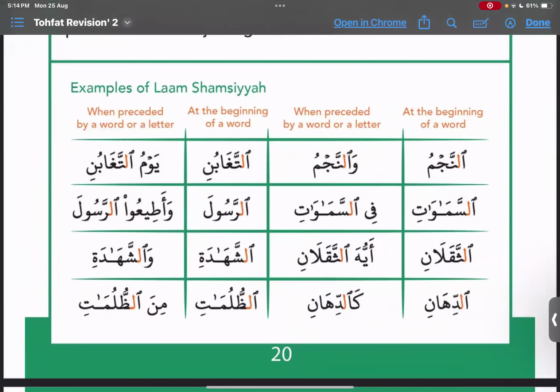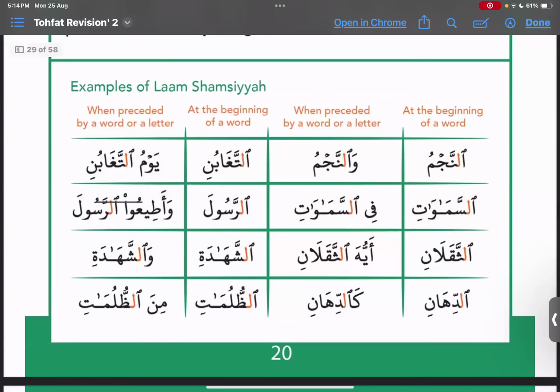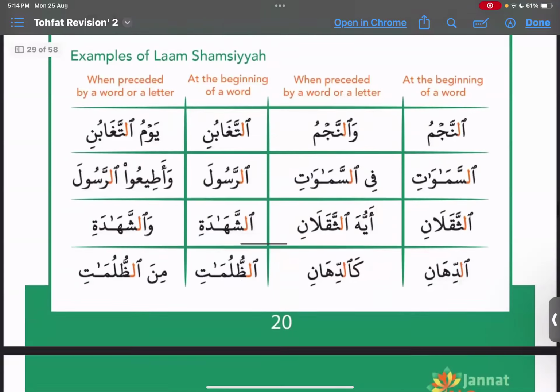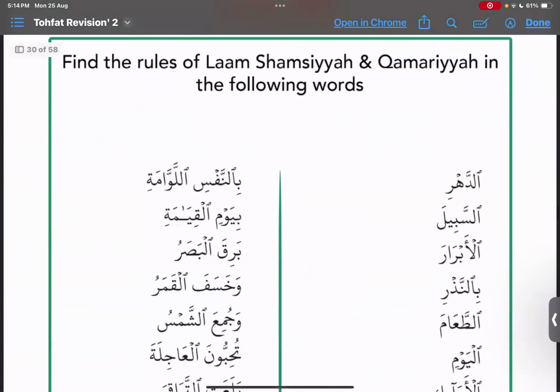Pause the video and have a go at all of these examples. Sweet. You should have been able to read through all of these in which you've made the lam nice and silent and connected the alif when it needed to be connected, or pronounced it with a fatha when it was at the beginning. Now, moving on to some exercises.